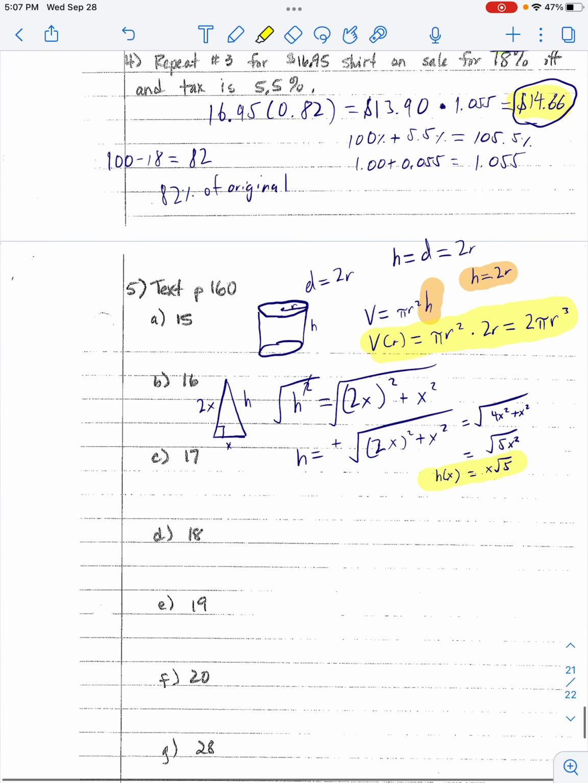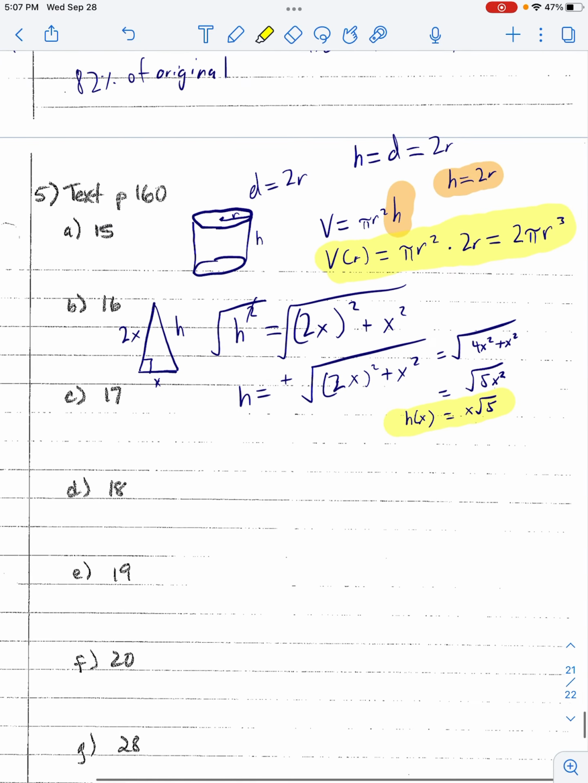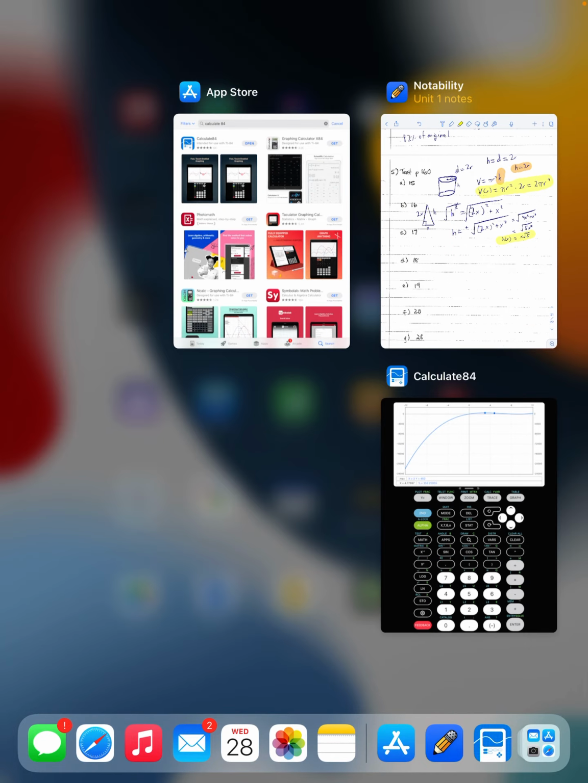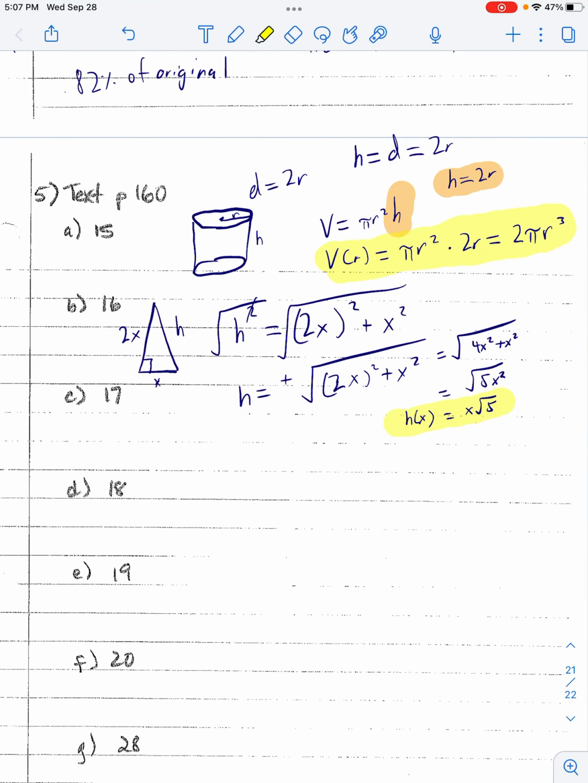So pause if you need to. We're just going to keep going. You can always pause and rewind and slow down on your own if you need to. All right, let's go back. Number 17.